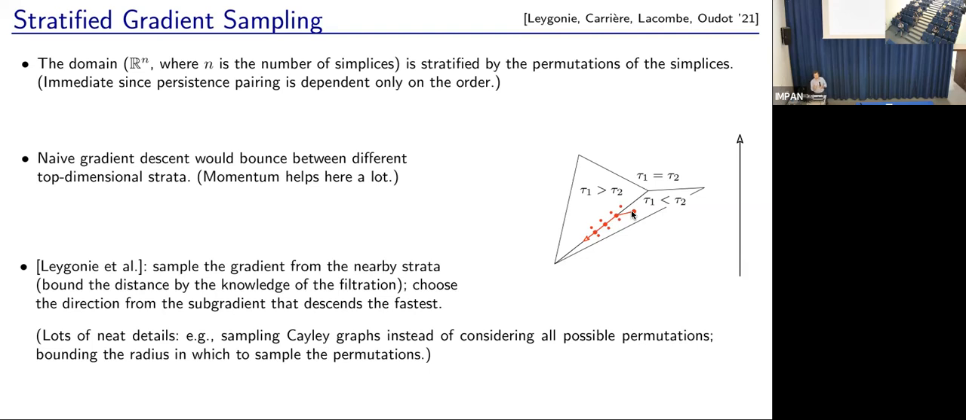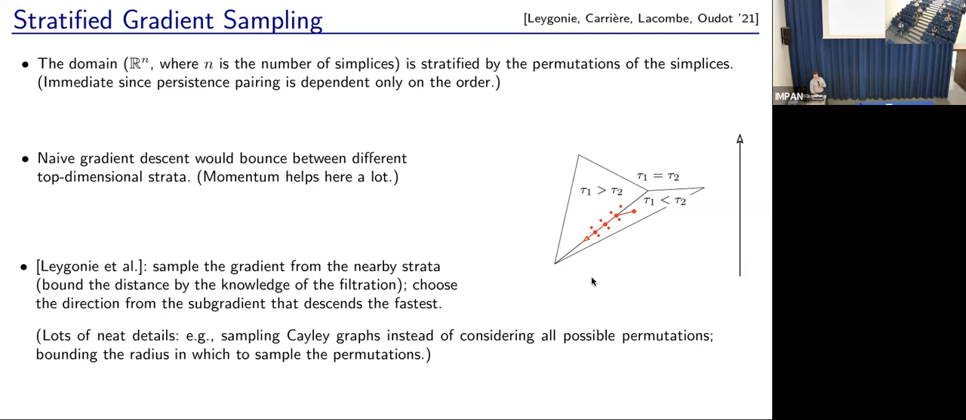This gives you a subgradient: it gives you the entire convex hull of gradients, and you can pick the direction of steepest descent among those. And then you follow that, and what this translates into is that you get to the stratum where tau one equals tau two, and you just keep going down.